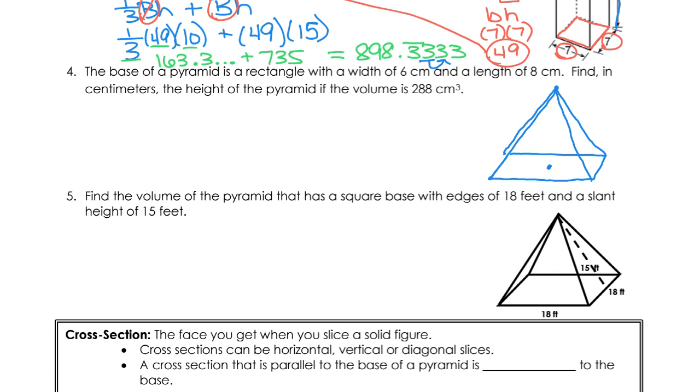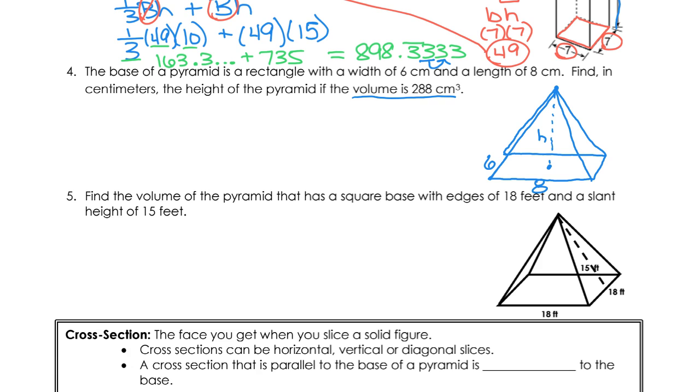And so it kind of looks like a pyramid there. All right. It says that the base of the pyramid is a rectangle with a width of 6 and a length of 8. So in my rectangle, we got a 6 by 8 rectangle. They want you to find in centimeters the height of the pyramid. And that's my height. Okay? And they're telling us the volume is 288 centimeters cubed.